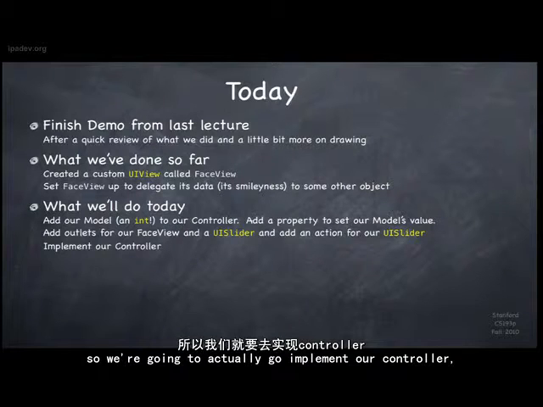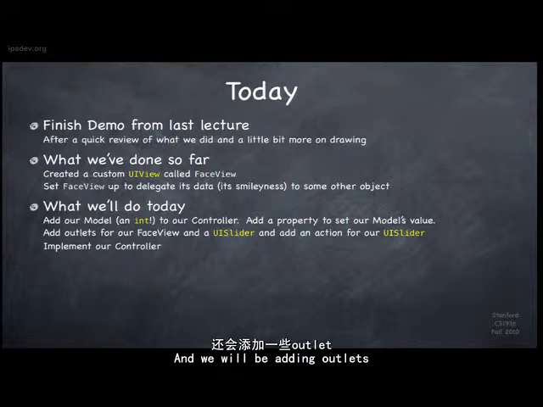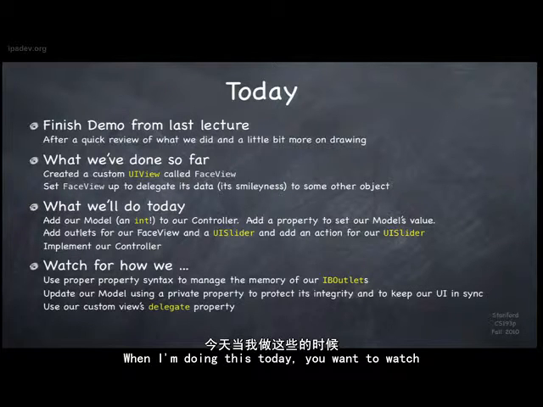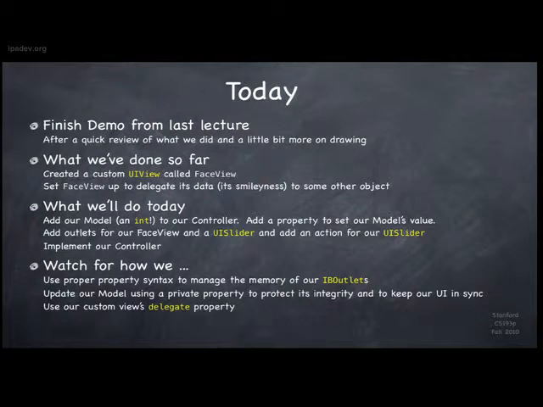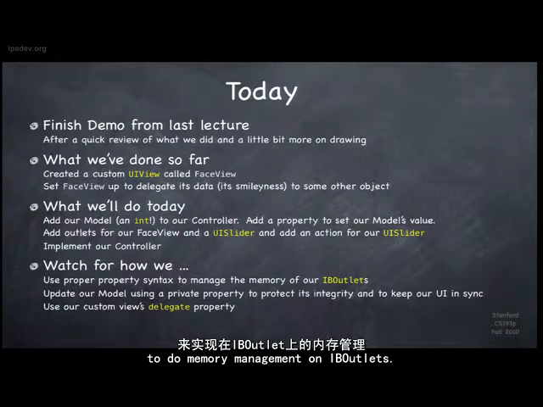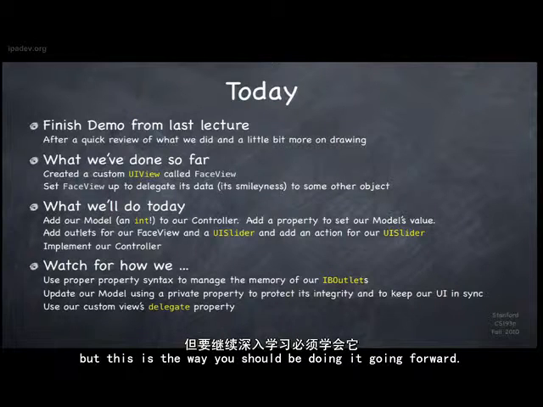Then today in that demo, we already modified our header file and our controller, so we're going to actually go implement our controller, including our nice int model. And we will be adding outlets and just generally implementing our controller. You want to watch for using the proper property syntax to do memory management on IB outlets. This is the first time I'm going to be doing this in a demo, but this is the way you should be doing it going forward.